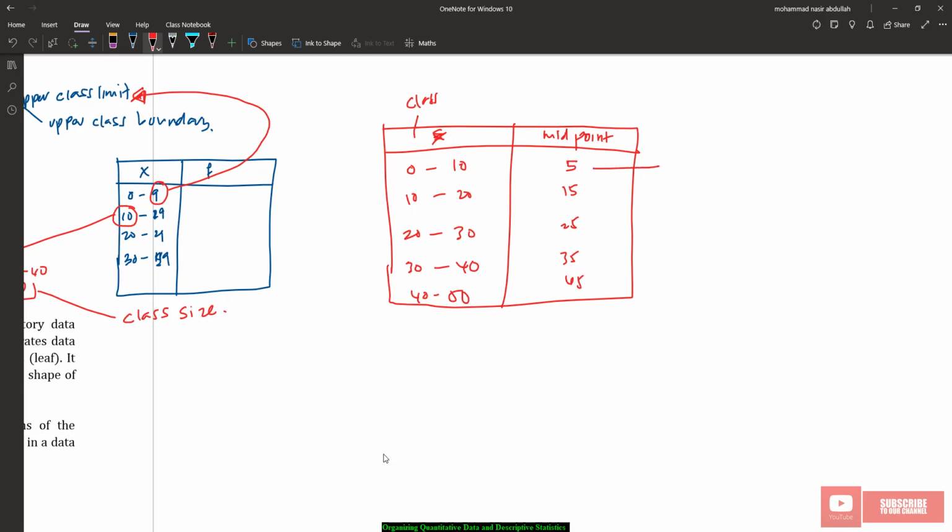The formula for midpoint is the upper class boundary plus the lower class boundary, divided by 2. This is the formula to get the midpoint. This is very important when you want to calculate the mean and standard deviation. Can you understand? So this is the term that we need to understand for a frequency table. Let's move on to the next topic.